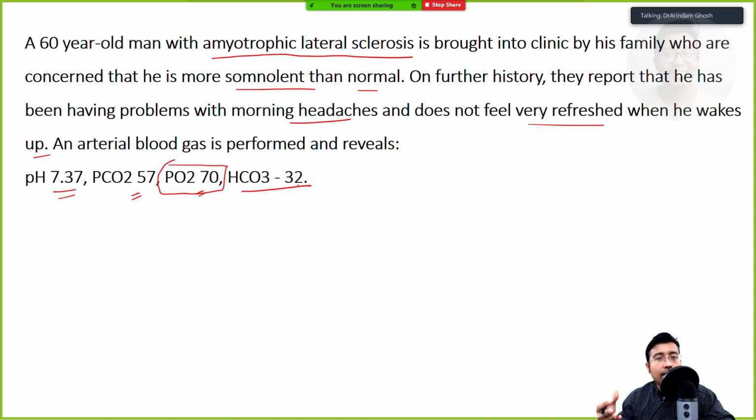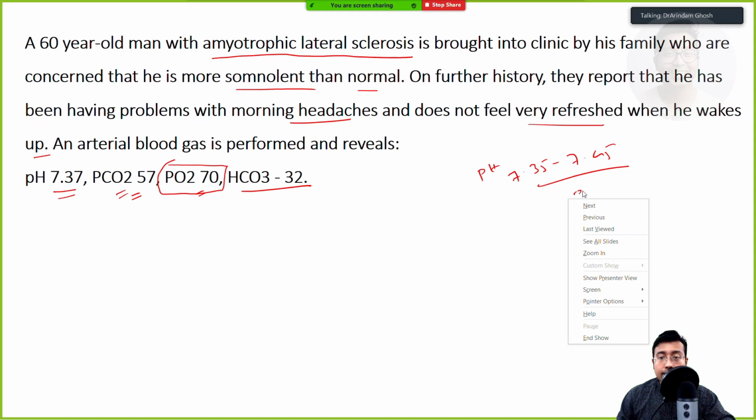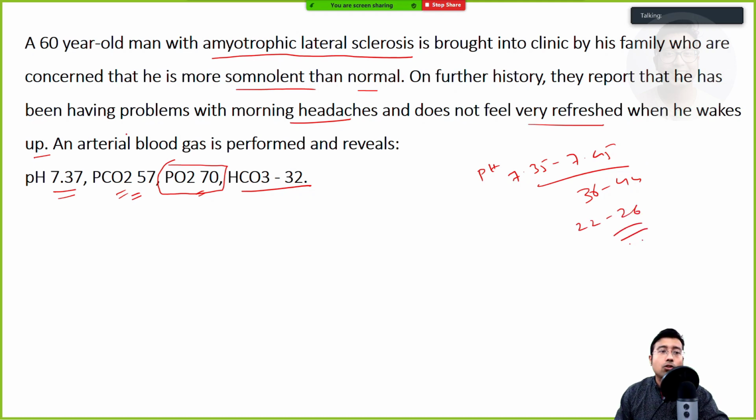You can solve it mentally if you know the normal values. Let me tell you, the normal value of pH is 7.35 to 7.45. The value of carbon dioxide is 36 to 44, and the value of bicarbonate is 22 to 26. So what is the disorder over here?